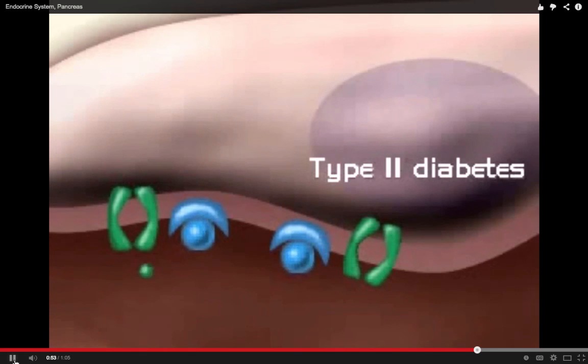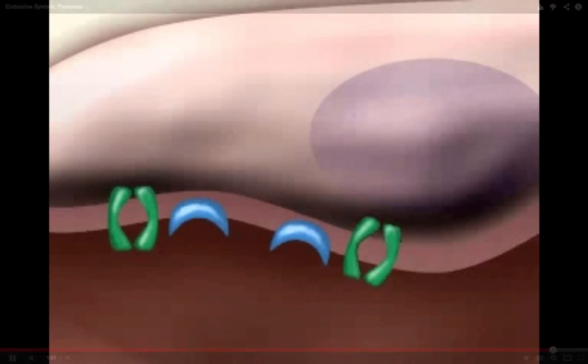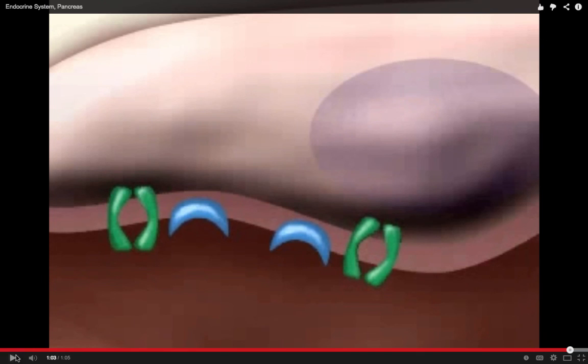So let's watch this. Insulin binds, oh, channel doesn't open. Insulin binds, channel doesn't open. And so now these cells cannot get the sugar they need. Many drugs given to people with type 2 diabetes help modify this system so that the sugar can get in.